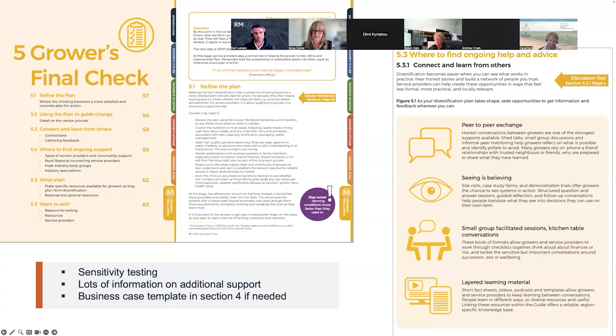And again, I'm just going to reiterate that there's the business case template in section 4. That's another really good final check because if somebody else won't put their hand in their pocket and put money on the table for this proposed new diversified farm business, then there's some questions that need to be answered about whether it's a good idea to proceed.